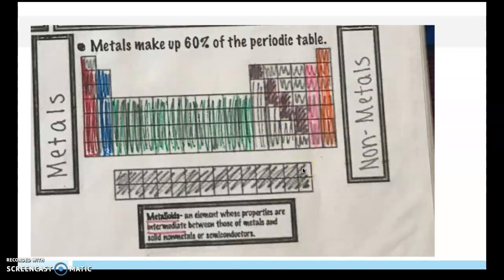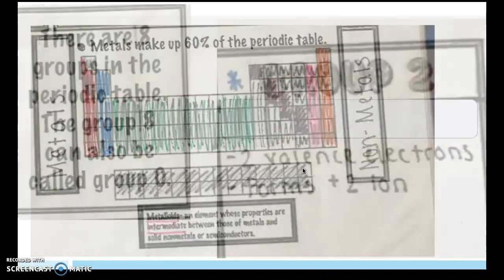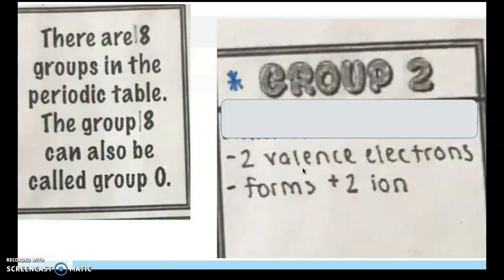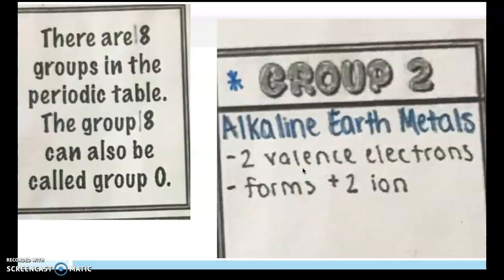Metalloids, again, are elements whose properties are in between those of metals and non-metals. They can have properties of both. Group number 2, what did we call those? Do you remember? Hopefully you can identify these as alkaline earth metals.